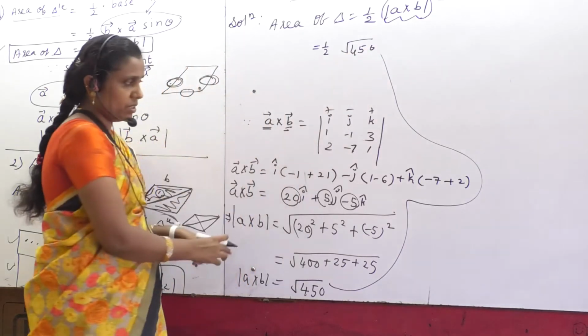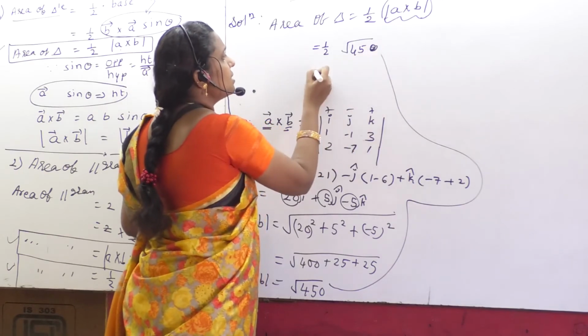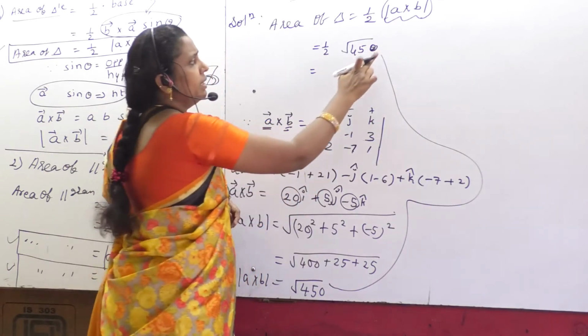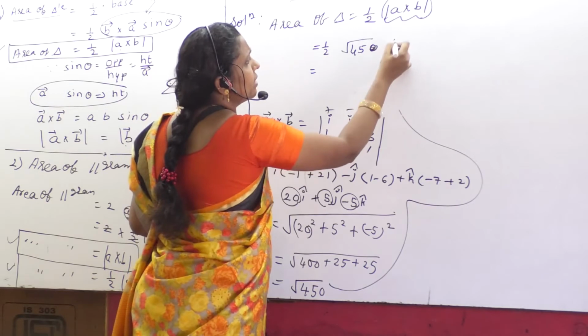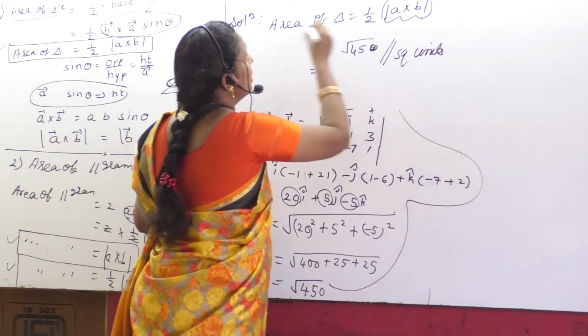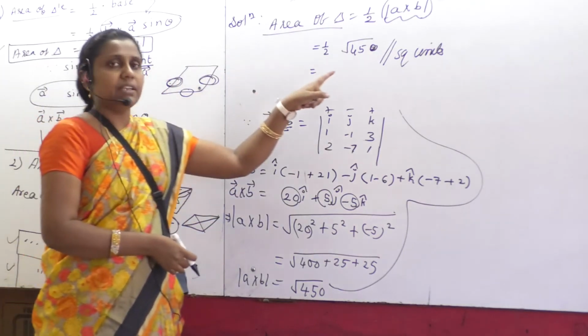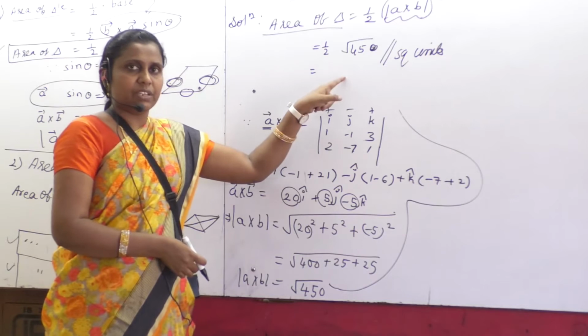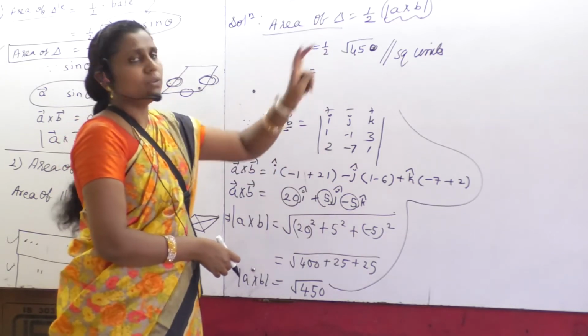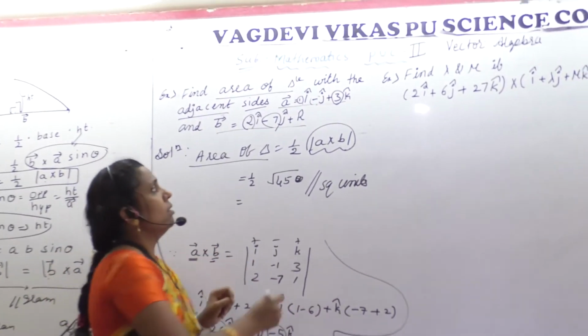This is the justification for your understanding. 450, and just calculate further. If it is needed, you can calculate, and here you can just wind it up by saying square units, because it's regarding area of triangle, no? That's why square units. Did you understand? Make the simplification further according to your convenience. But it should be correct, okay?